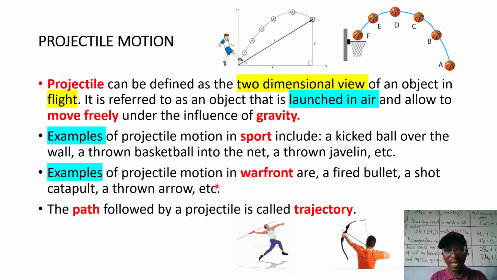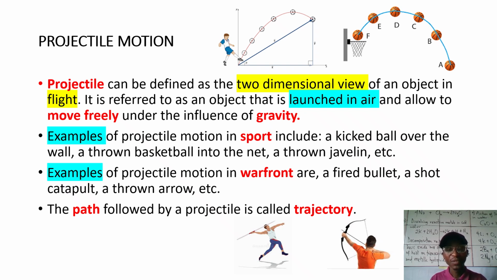Examples of projectiles can also be seen in warfare. For instance, a fired bullet, a shot catapult, and a thrown arrow. This is an example of someone who is shooting an arrow, and it is an example of a projectile. And the path that a projectile follows is what is called trajectory. I hope this is clear enough, class.